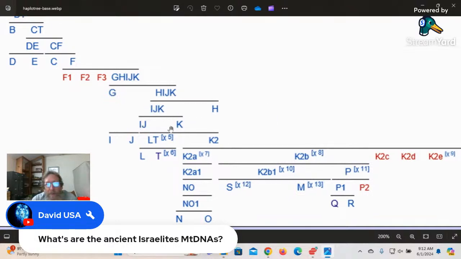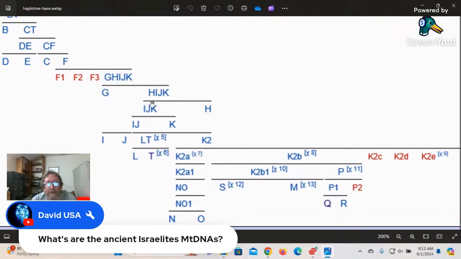IJ didn't produce K. So you have GHIJK. It didn't produce K, it just has a common ancestor with K. It's the same thing. They want to say that the IJ produced K. No, it didn't produce K, it just has a common ancestor with K. But IJ, being the oldest Semitic lineage, can share a marker with his uncle.